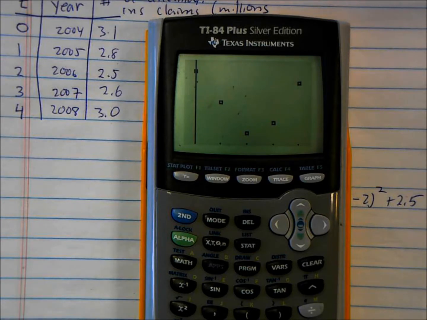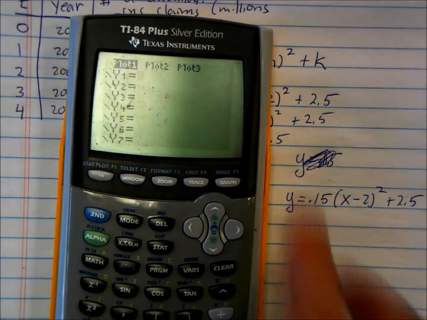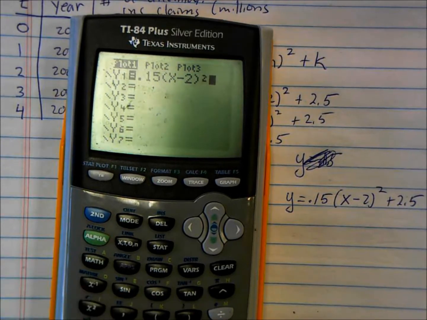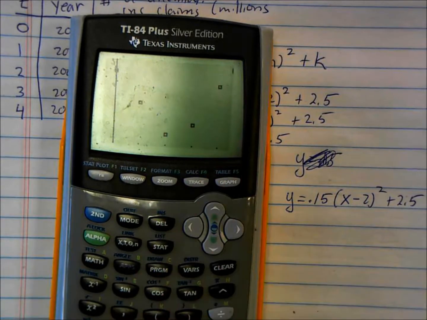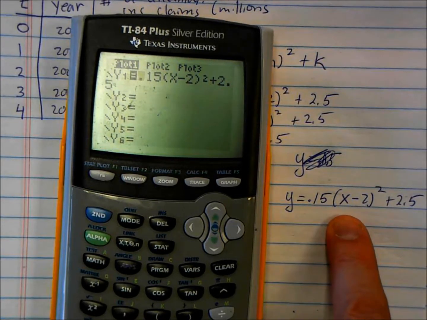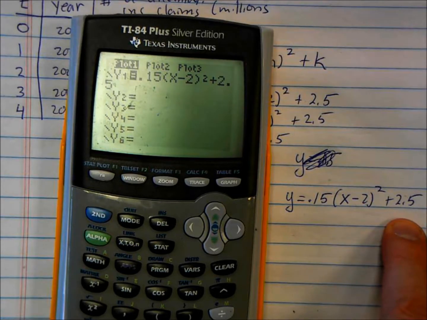So there's my data. Does my data look kind of like a parabola? Yeah. And let's type in that equation that we found. We said it was 0.15 times x minus 2 squared plus 2.5. There's no line there. What did I do? Okay, first off, it's not called a line, it's called a parabola. I went to y equals, and I typed in this equation that we came up with, 0.15 times x minus 2 squared plus 2.5.